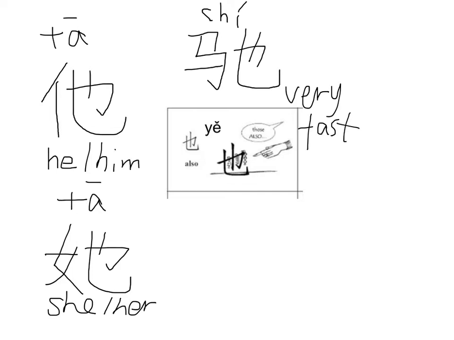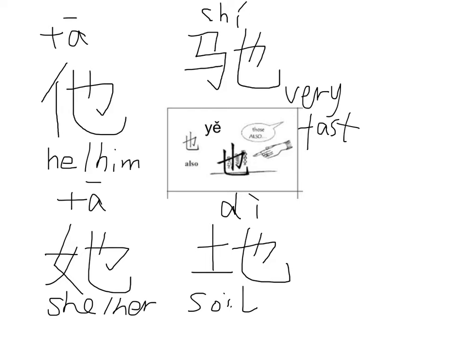Okay, next character, we put an earth radical, it means earth or soil, on the left side. And we put 也 on the right side. It's pronounced as 地. And it still means soil or earth. All ground is the same.